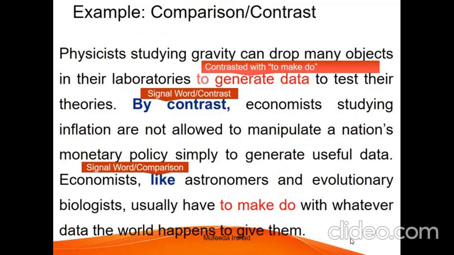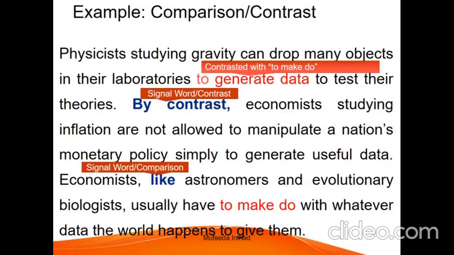All right. In this example, economists are compared to astronomers and evolutionary biologists and contrasted with physicists. How do we know? You might have noticed that the writer has used the signal word like to introduce the comparison and the signal words by contrast to introduce the contrast clue. In fact, by the way, what do the words make do mean? To make do? What do you think it means?